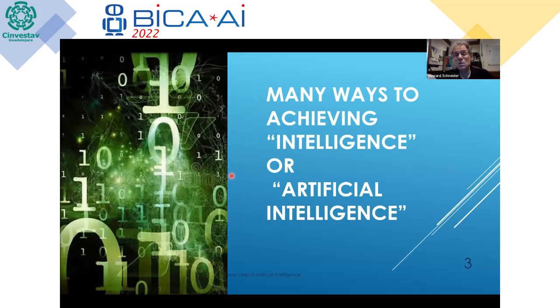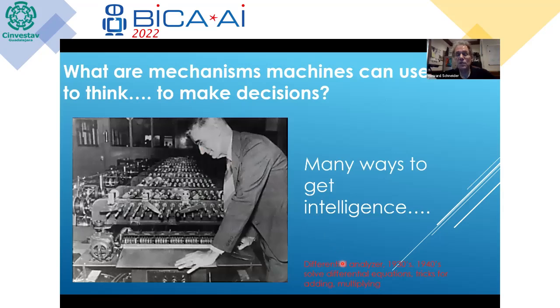There are many ways to achieve intelligence, natural or artificial. This is a differential analyzer. A number of large ones were built in the 1930s and 1940s. They could solve differential equations and do integration. If the electronics industry hadn't developed, people would probably have made more inventions with cogs and gears, and this would have done more of the things that computers can do for us now, although they are quite large.